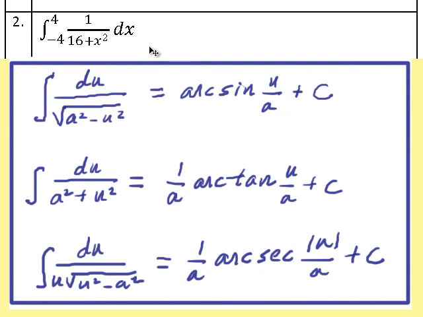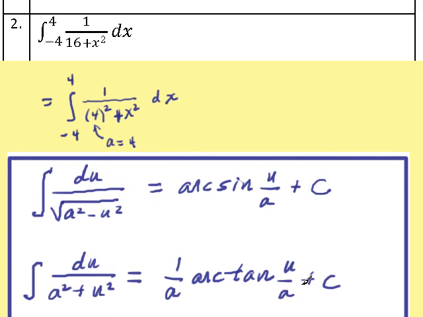In number 2, we have an integral that's of this form, and here our a squared is equal to 16, so we're going to write a is equal to 4, and u is equal to x. Once again, looking at this second form, we simply use that as a guide to write down what this integral is equal to.